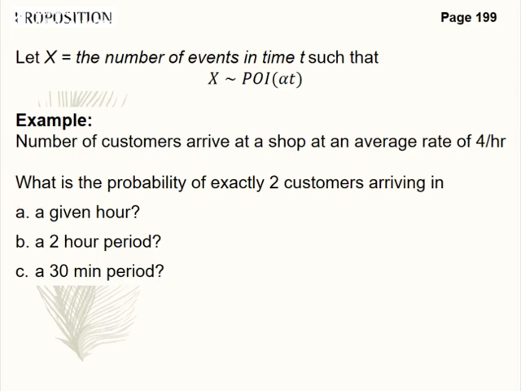Anyway, let's look at this example. The number of customers arriving at a shop is an average of four customers per hour. All right, so this is some Poisson process. You have 4 per hour.